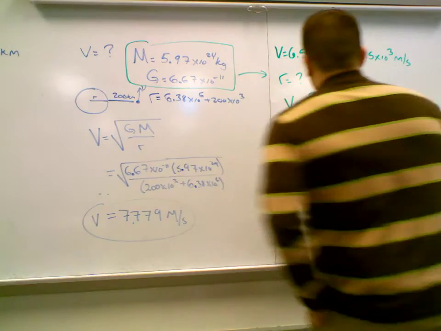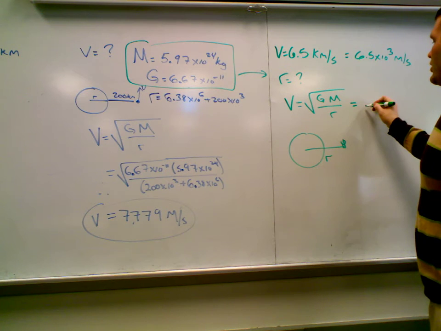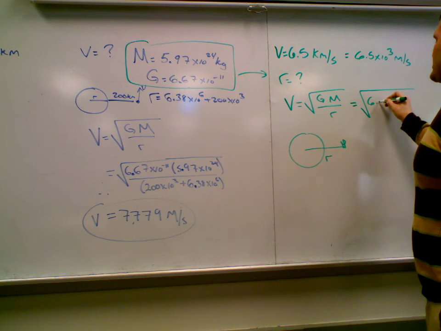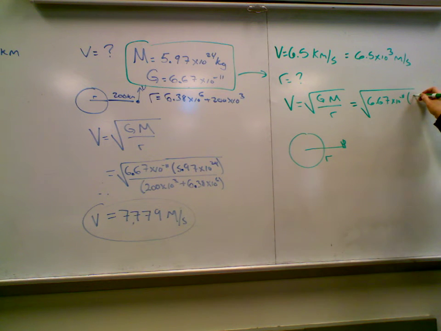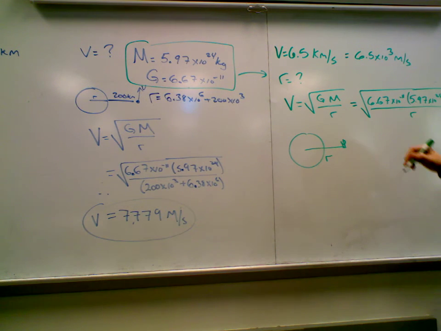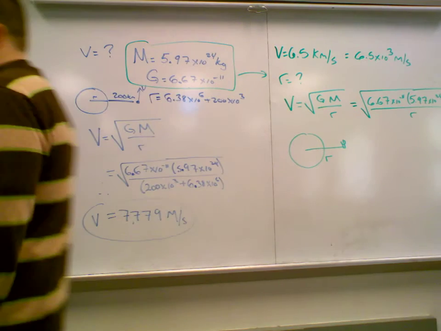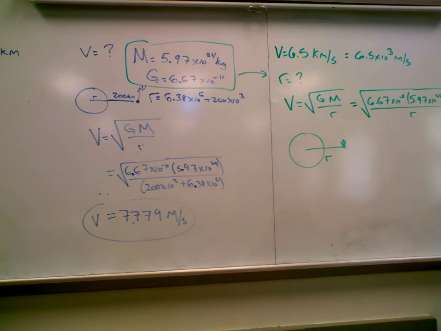Alright. So now, plug in what we know. Square root of 6.67 times 10 to the negative 11 times the mass of the Earth, 5.97 times 10 to the 24th. Parentheses. So I plugged in what I knew, and I didn't leave room for V. Sorry about that.